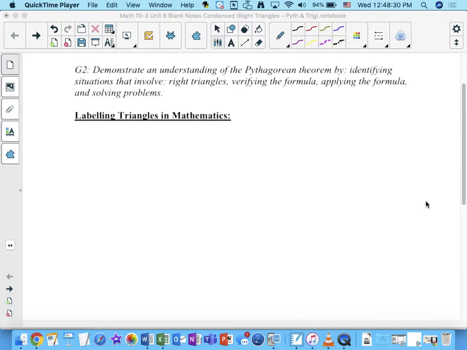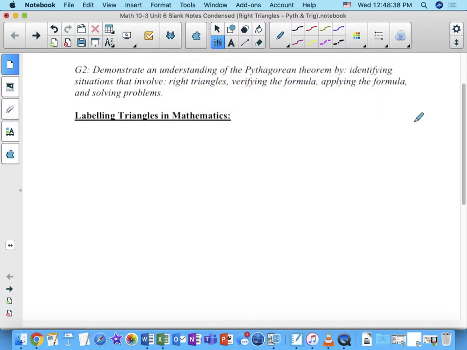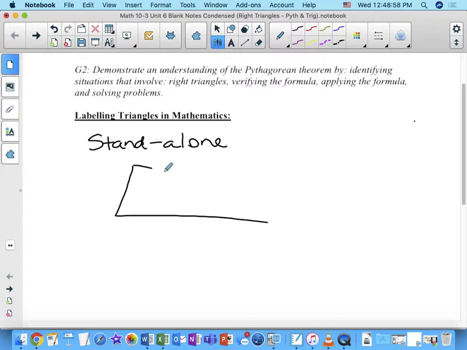Okay. Before we do that, though, I want to talk a little bit about how in mathematics we label triangles. So you should be writing this down. There are two different scenarios that you could have when you have a triangle. One scenario is you have a standalone triangle. A standalone triangle is one that's all by itself. Okay, it's separated from anything else. It's not attached to anything.